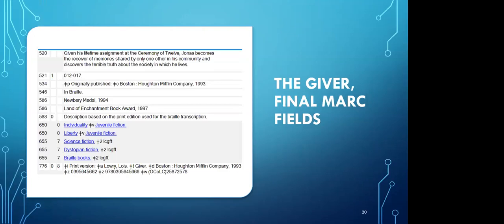Here are the final MARC fields for The Giver. So there are fields 520 through 776, and I added the 534 original version note and the 776 fields, additional physical form entry.